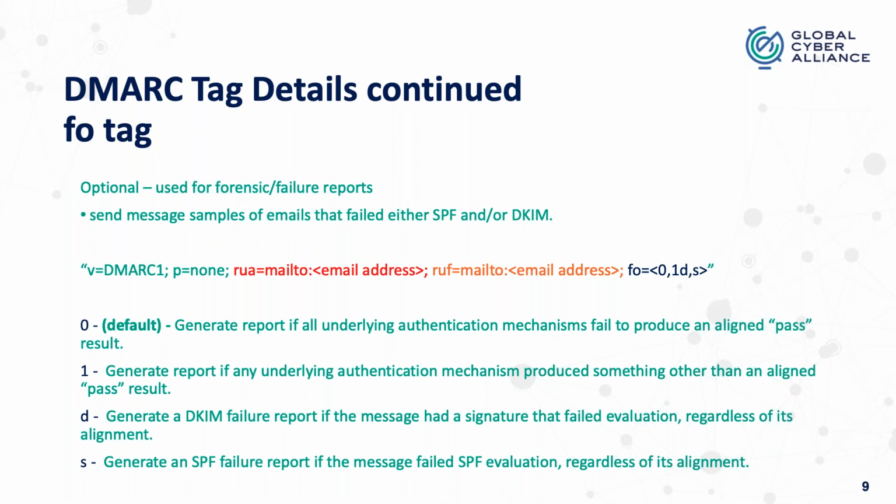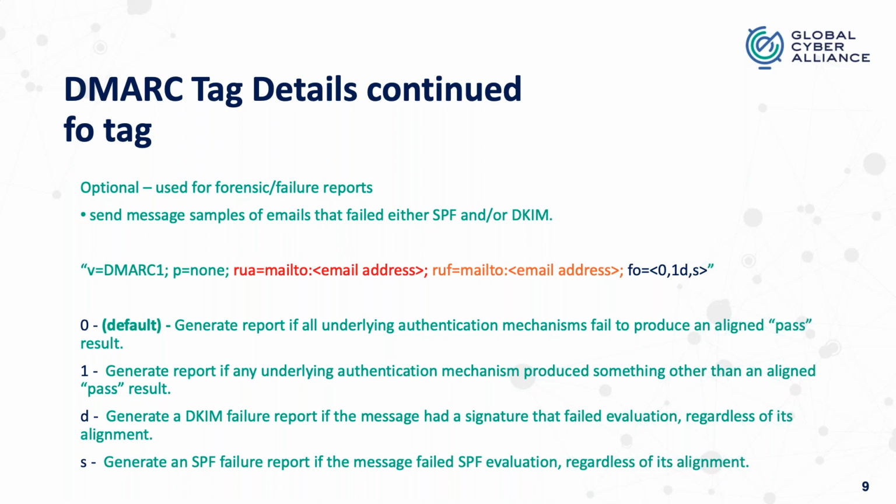So the first tag is the FO tag. Okay, this is only used if you're using the RUF tag for the forensic failure reports, right? And what this is going to define is what to trigger to send those message samples. So what in the message are you triggering based on? So your options are 0, 1, D, or S. Right, so in the example I put in at the top, FO equals and in brackets 0, 1, I forgot the comma there, but it should be 0, 1, D, S. You pick one. I'm just displaying it as these are the options that you choose between.